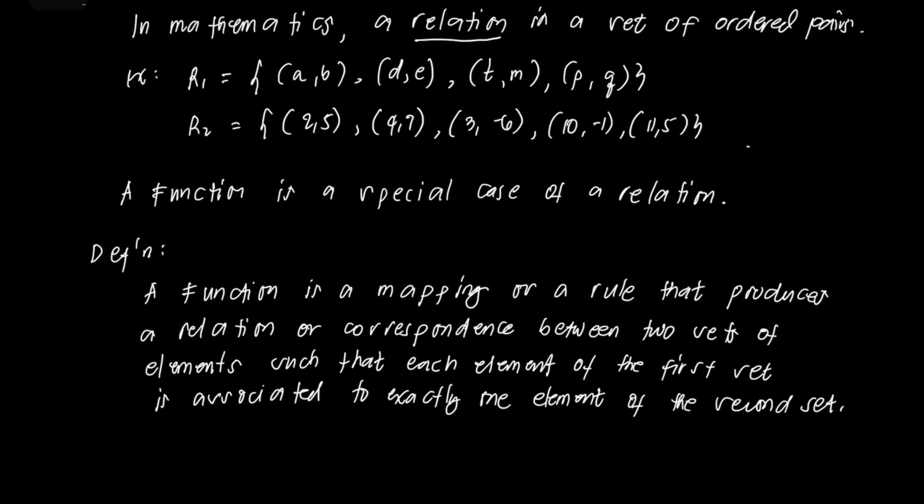A function is a mapping or a rule that produces a relation or correspondence between two sets of elements such that each element of the first set is associated with exactly one element of the second set. We call it a mapping because we are talking about two sets here. And it is a rule because it could be violated to make it not a function. This rule must be followed, and if that rule is not followed, then that particular entity is not a function.